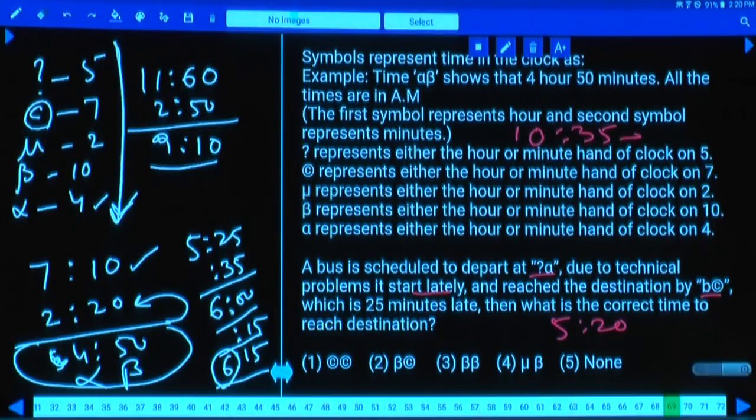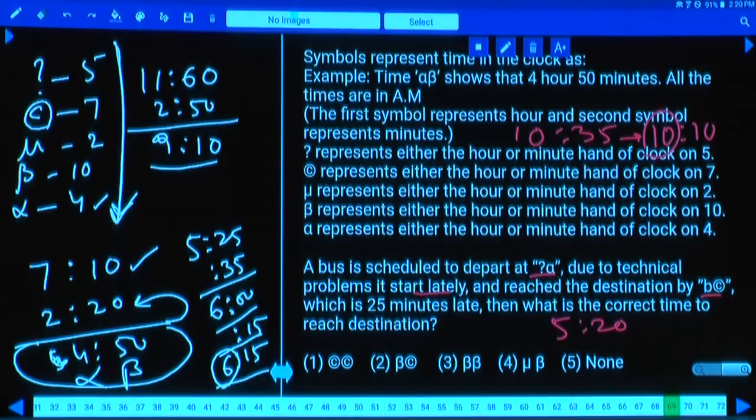The bus reached at 10:35 and it was late by 25 minutes. Now the scheduled arrival time is how much? It reached at 10:35 and was late by 25 minutes. Hence the original scheduled arrival time is 10:10. As it is 10:10, this 10 at the hour is beta, and this 10 at the minutes stands for mu. So beta mu is the answer. But as here it is given as beta, beta, that is wrong.